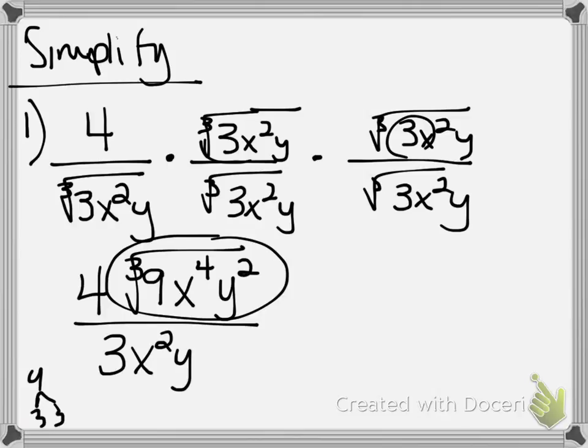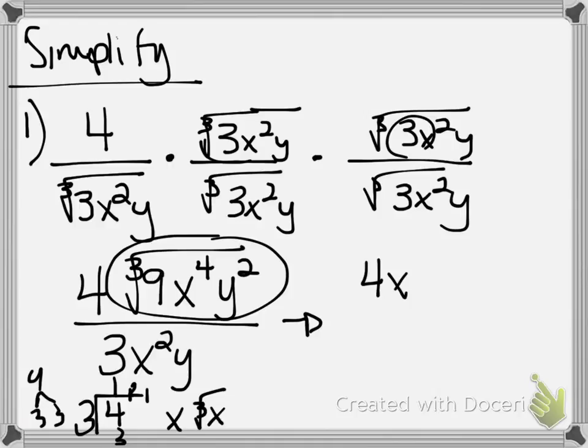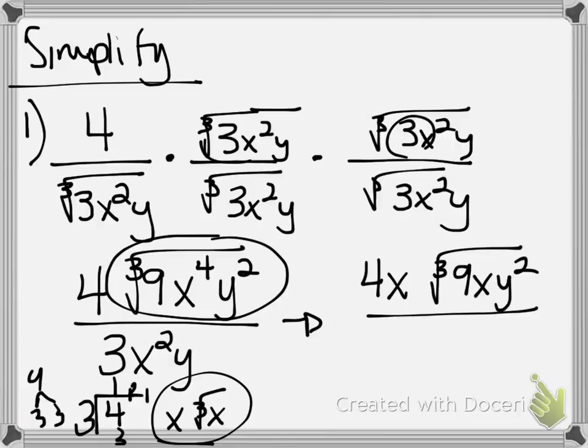So the 9's going to stay in. Now that x to the 4th, I'm going to have 4 divided by 3 because 3 is my root. 3 goes into 4 once with a remainder of 1. So that means I'm going to have x cube root of x. And then the 2, I know if I do 2 divided by 3, I get 0 with the remainder of 2. So what's going to happen in my numerator, I'm going to have 4x. And then I'm going to have the cube root of 9x, because of this down here, 9x and then y squared, all over the 3x squared y.